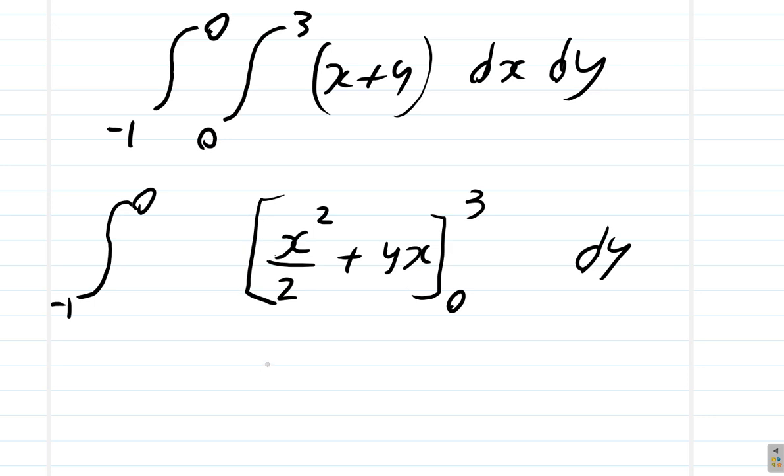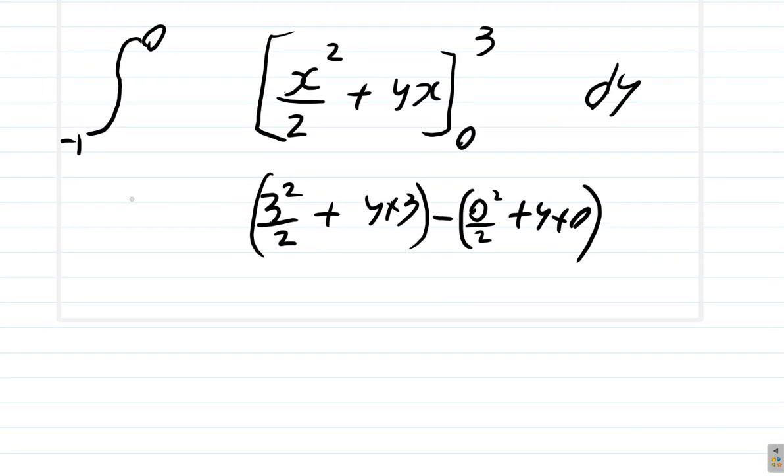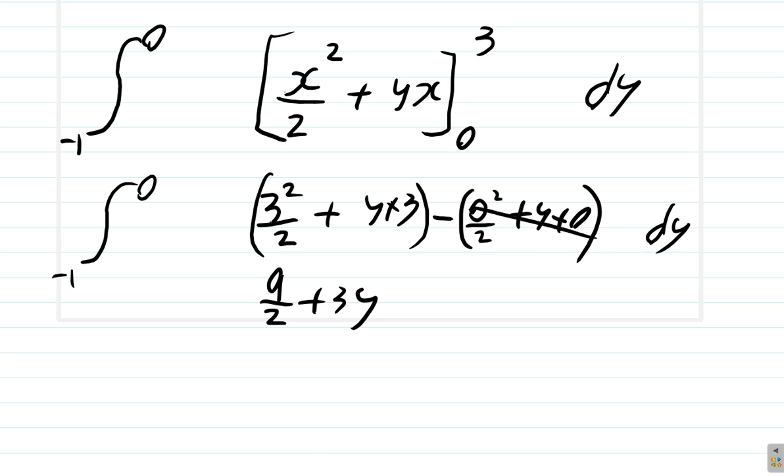So this now will be 3 substituted for x first, 3 squared over 2 plus y times 3. Well, y times 3 is 3y, but we'll deal with that later. Minus 0 substituted for x, 0 squared over 2 plus y times 0. And we're going to find the integral from -1 to 0 of this dy. So 3 squared is 9, this is 9 over 2 plus 3y minus 0. All of this will become 0. Alright, so we're really finding the integral from -1 to 0 of this dy.